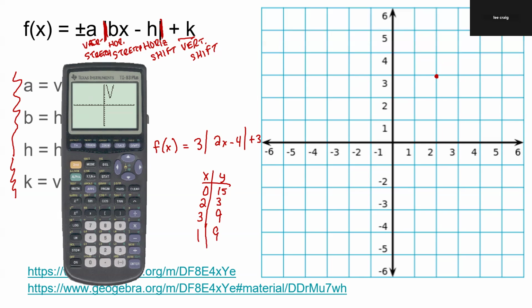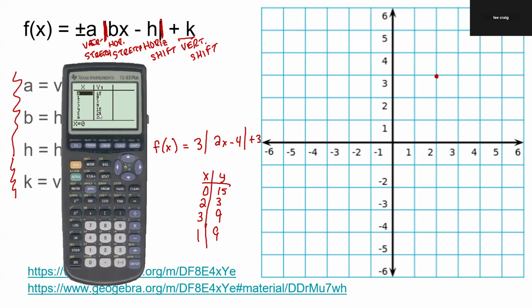Okay. But that does tell me that the bottom is there at 2, 3. If you wanted to get some more points, you could come in here on your table thing. You can say second, hit the graph button, and see in yellow it's got the table. And so right there is a list of the points that it's plotting.